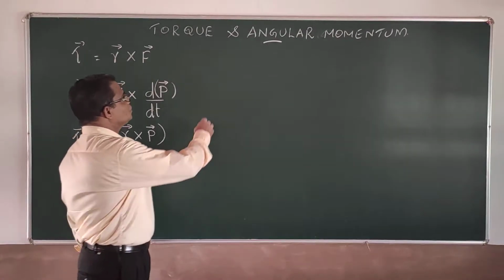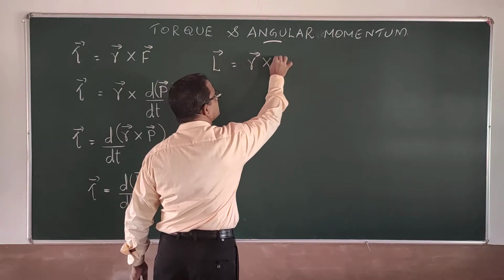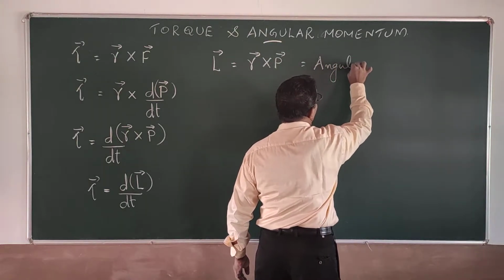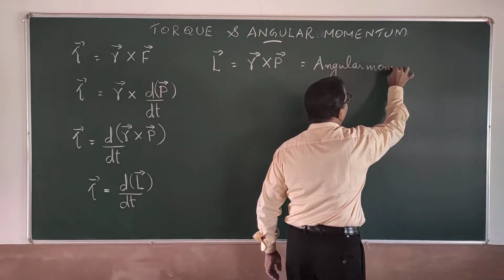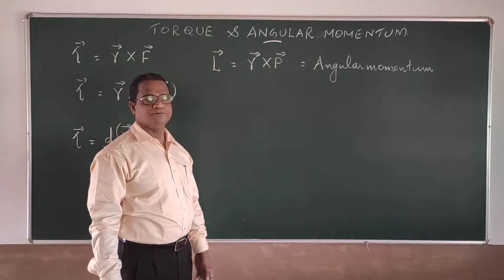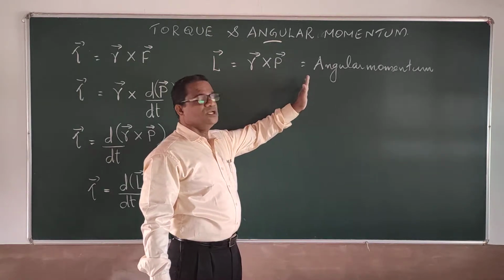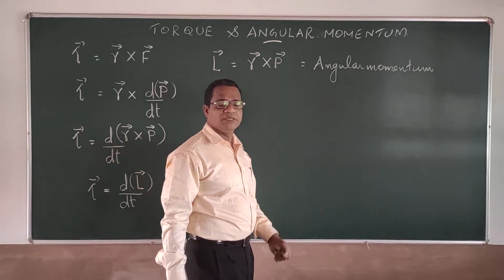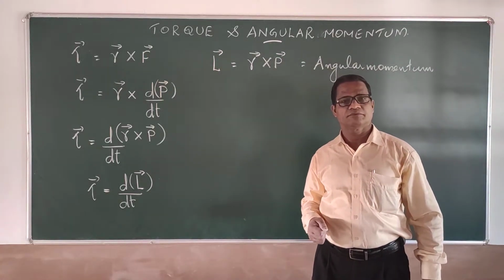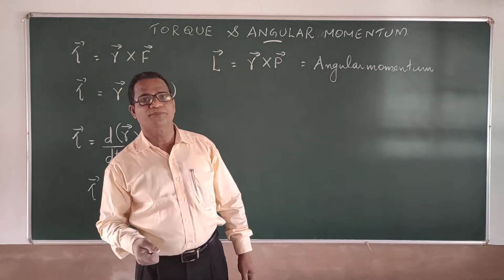So I am introducing a new quantity here, that L, which is equal to R cross P, and we call this angular momentum, denoted by L. So from this equation R cross P, you can see that angular momentum is nothing but the moment of linear momentum.